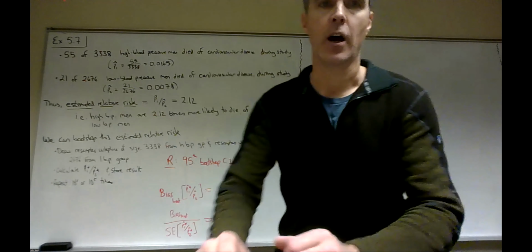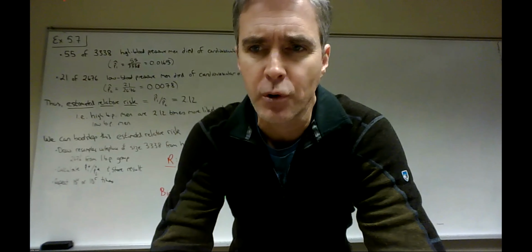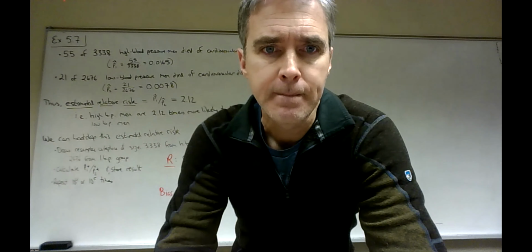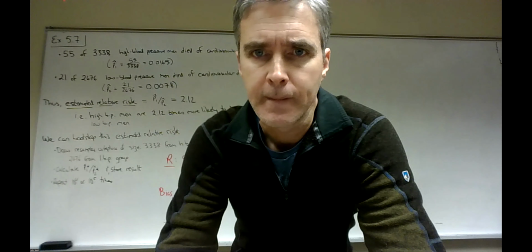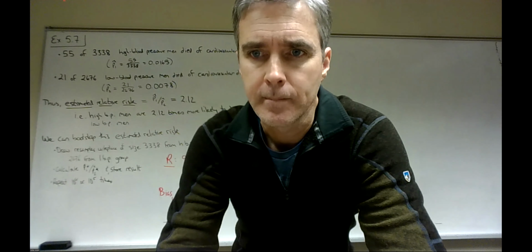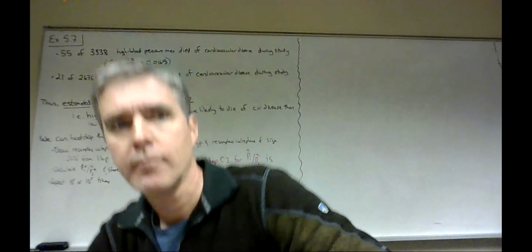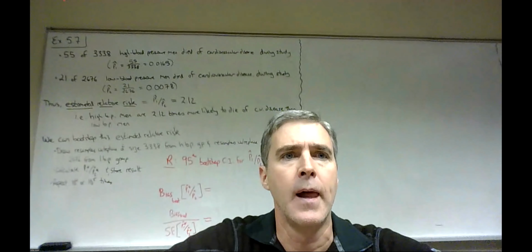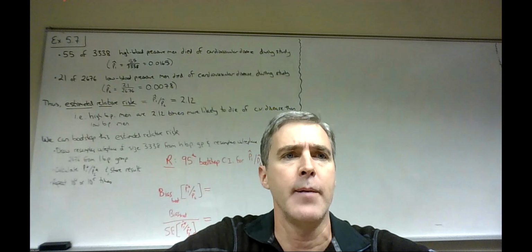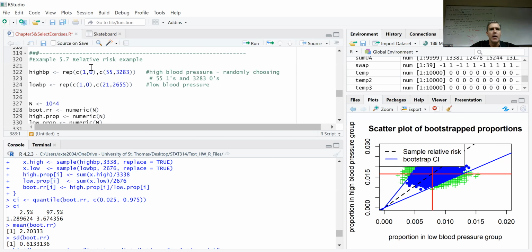All right, so I'm going to switch over to R. Again, this is example 5.7. Okay, so here I am in line 320, relative risk example. So first off, I have to generate my data, which is slightly unusual. This is actual data from the study.